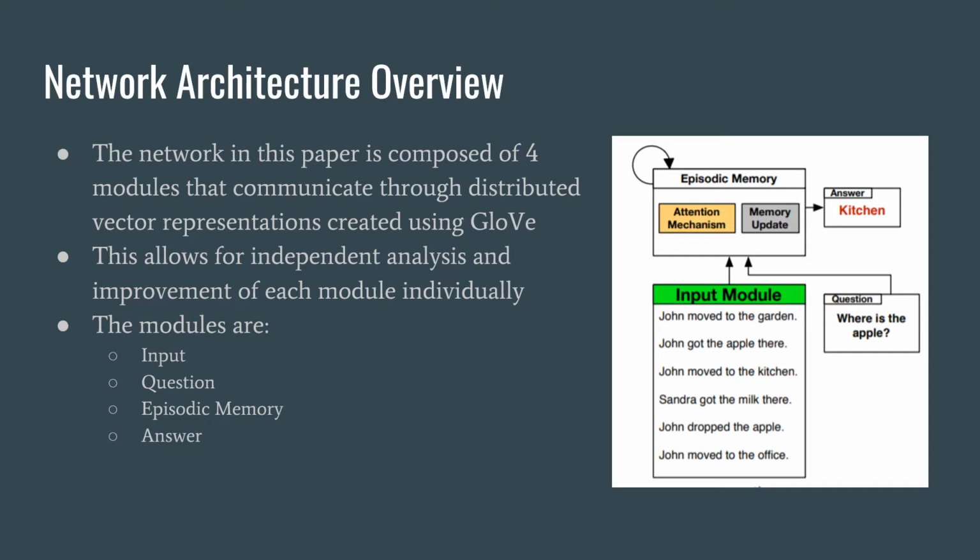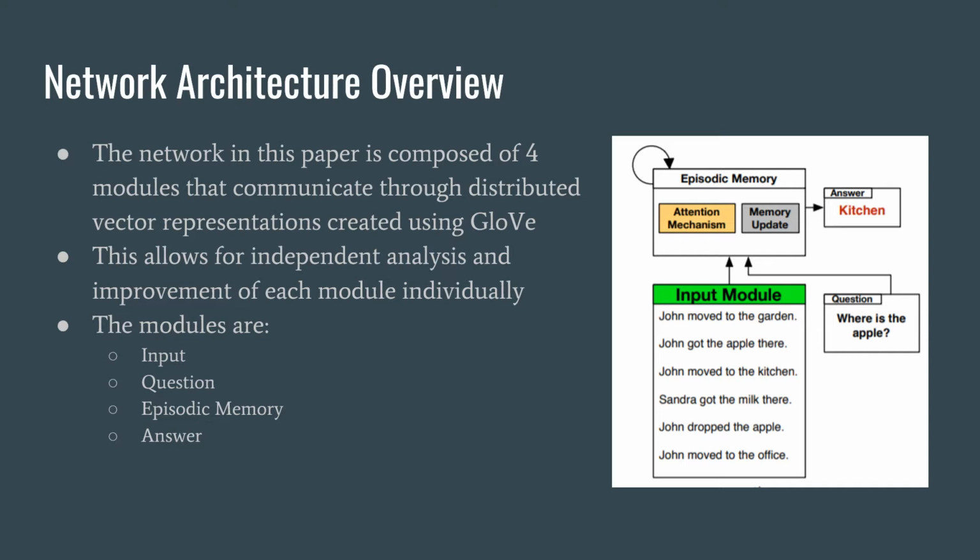The network consists of four modules that are input, question, episodic memory, and answer. These modules are trained together and work together to reason over the input information, also called the story or context, from which the answer is drawn. The most important module is the episodic memory module with its attention mechanism and memory update mechanism.